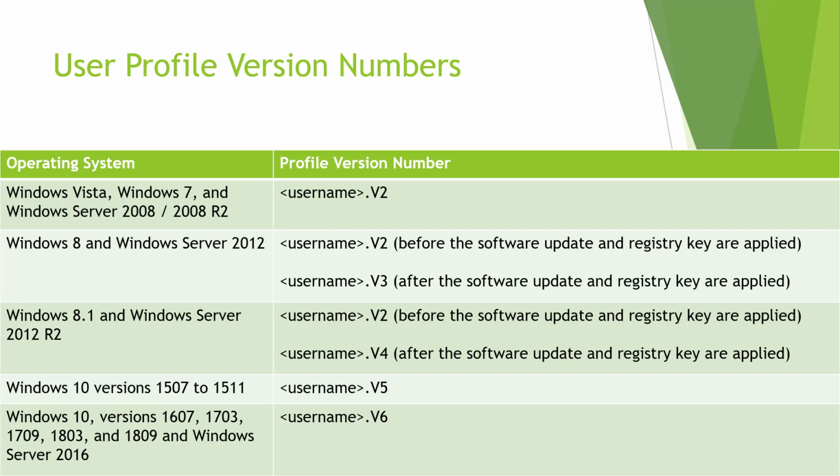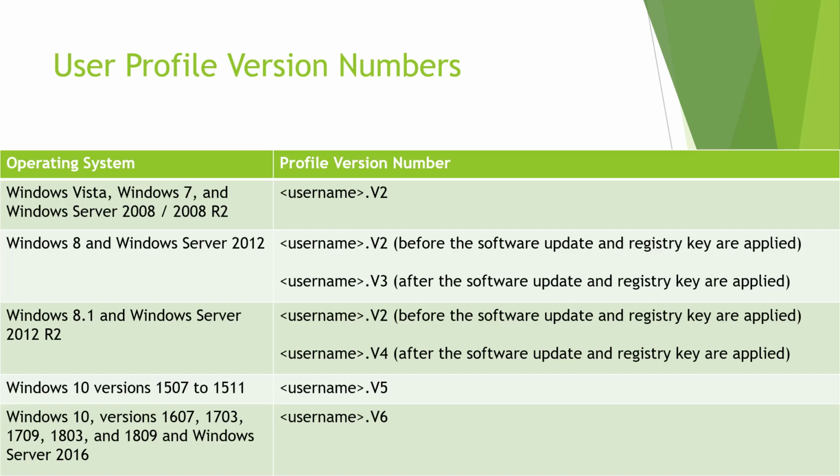version profiles. In earlier versions of Windows 10, that's going to be between versions 1507 and 1511, they will be known as version 5 profiles. If we're dealing with Server 2016 or Windows versions 1607 through 1809, that's going to be version 6. Newer versions of Windows 10 profiles and Server 2019 profiles are also known as version 7.